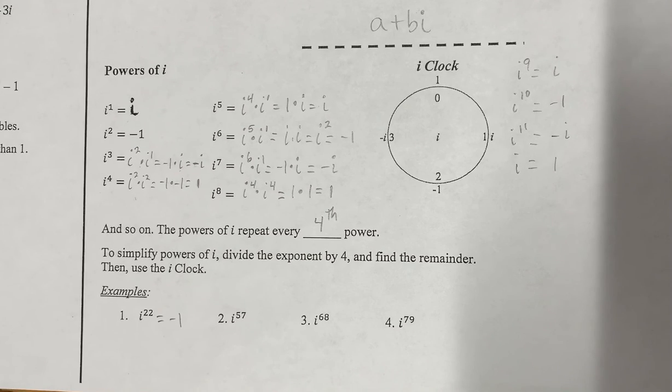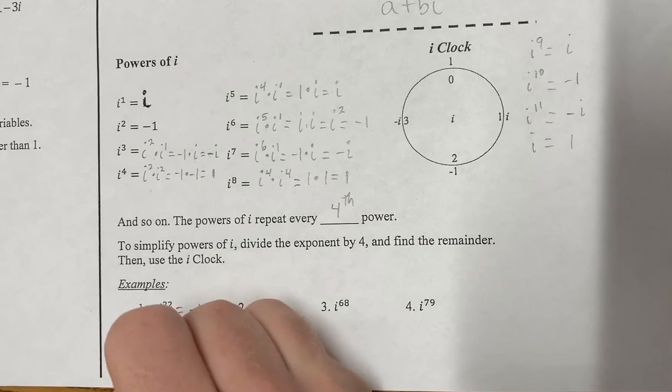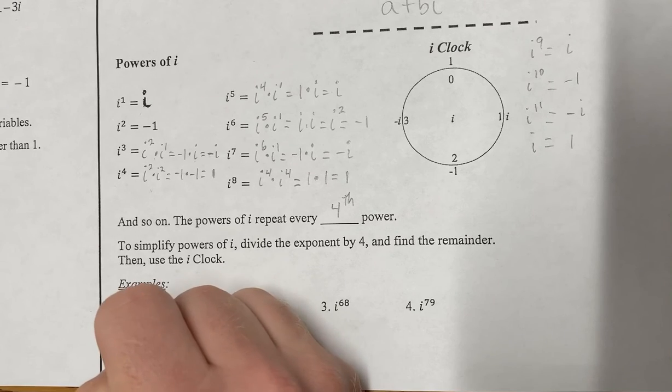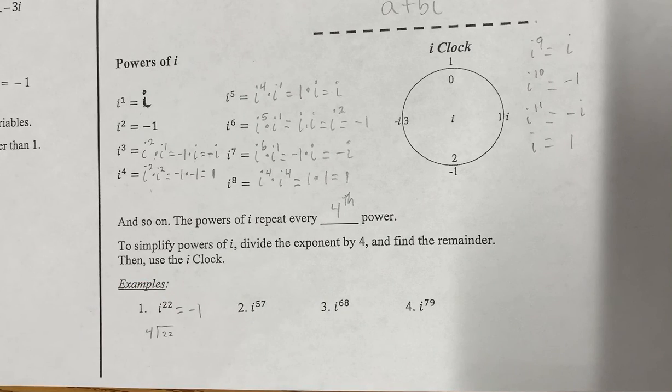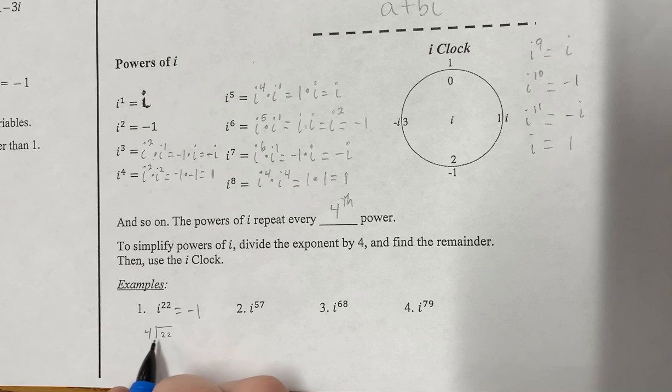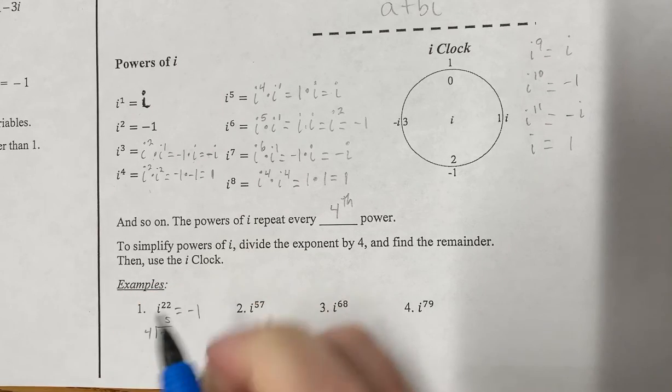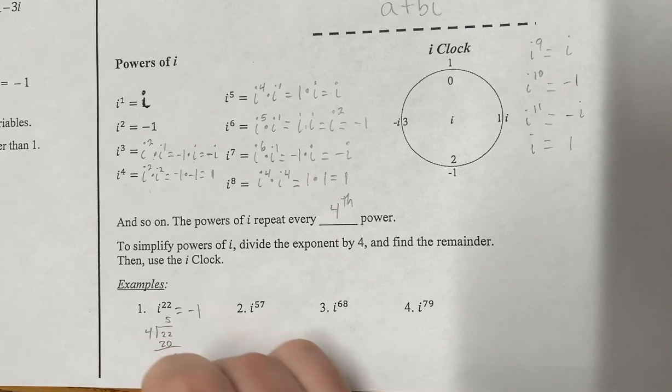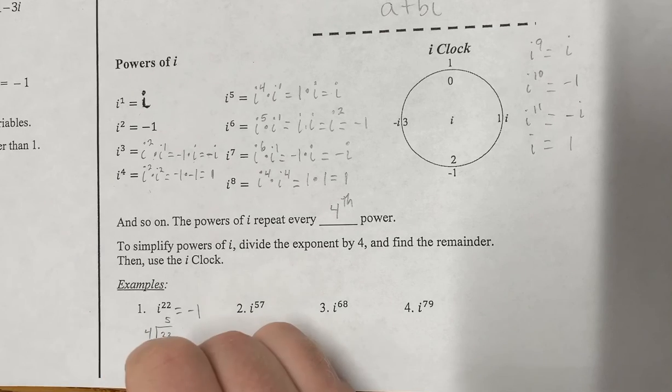However, what if we didn't want to count? We could take 22 and divide 22 by 4, because it repeats every fourth power. By doing so, this would help me figure out where we are in the pattern. 4 goes into 22 5 times. 5 times 4 is 20. 22 minus 20 is 2.